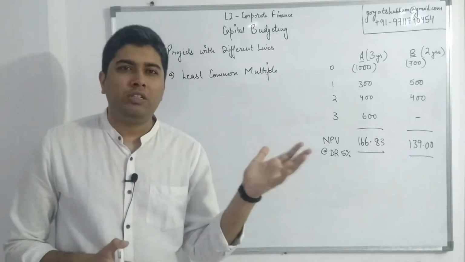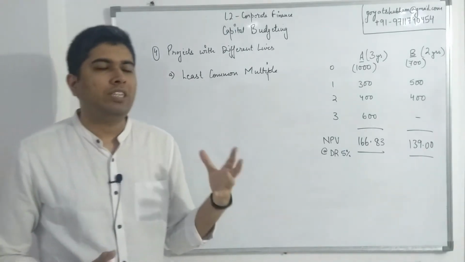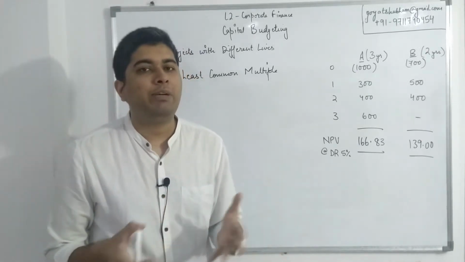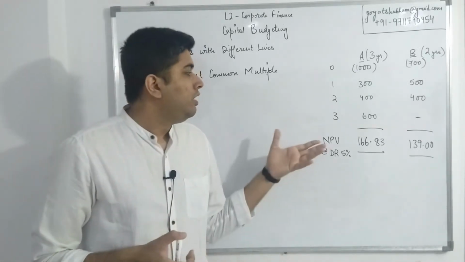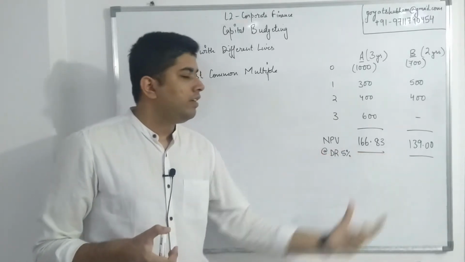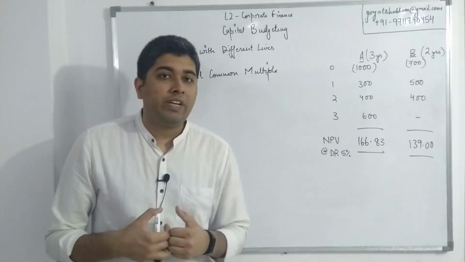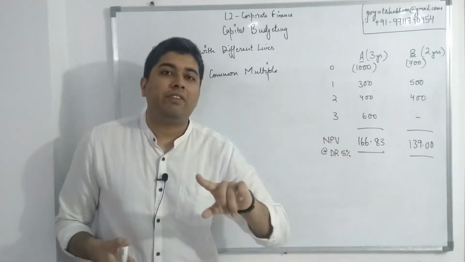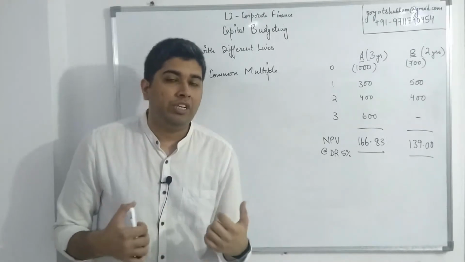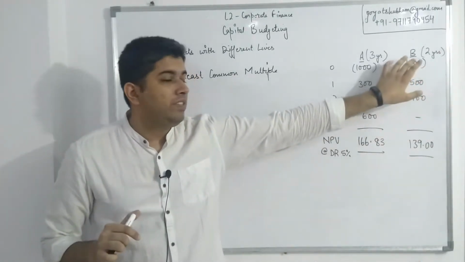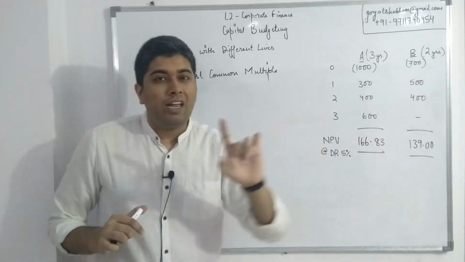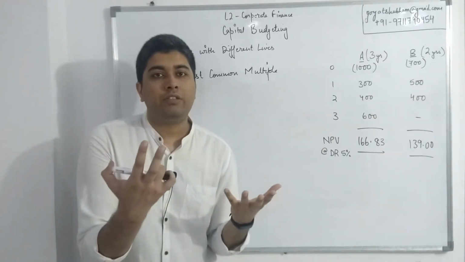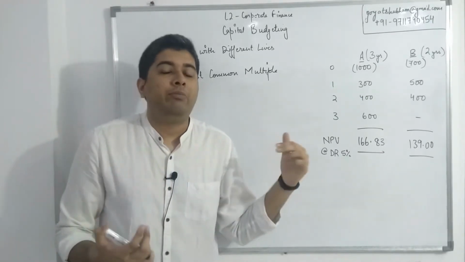If you remember from Quants Level 1, the core concept of time value of money is that I cannot compare cash flows which are happening at different periods of time. As such, this NPV of 166 represents the present value of cash flows happening over 3 years, whereas 139 represents the present value of cash flows happening only over 2 years. This means if I invest in project B, I'll have the freedom of selecting some new project after 2 years, whereas with A, my money will be blocked for 3 years.